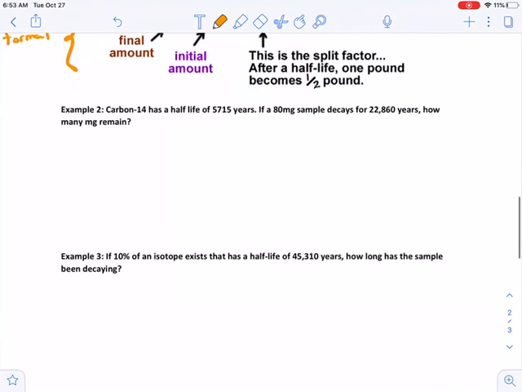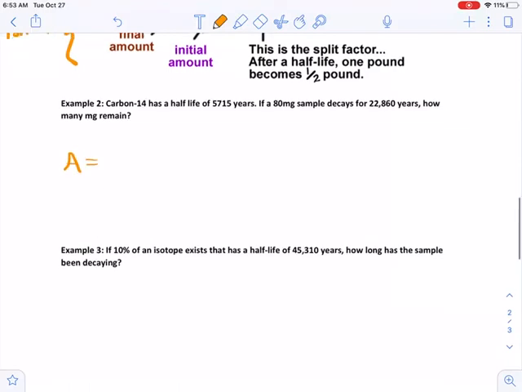And the thing that we're going to be solving for might be different every time. For instance, here, we know the half-life, we know the sample that we have, and we're curious as to how much remains. So in this situation, be mindful of what information you're provided with and what you're looking for. So here I know this. I'm going to plug these values in because we know the 22,860.